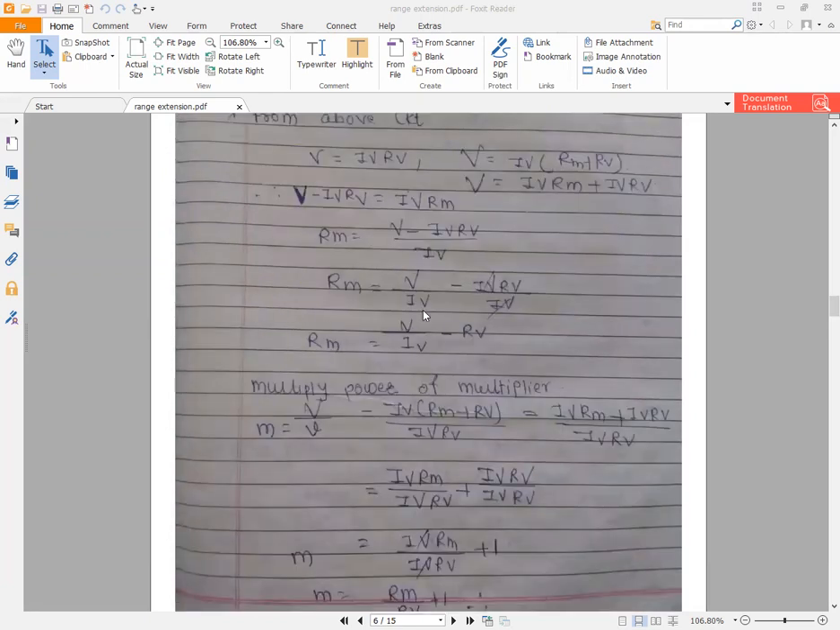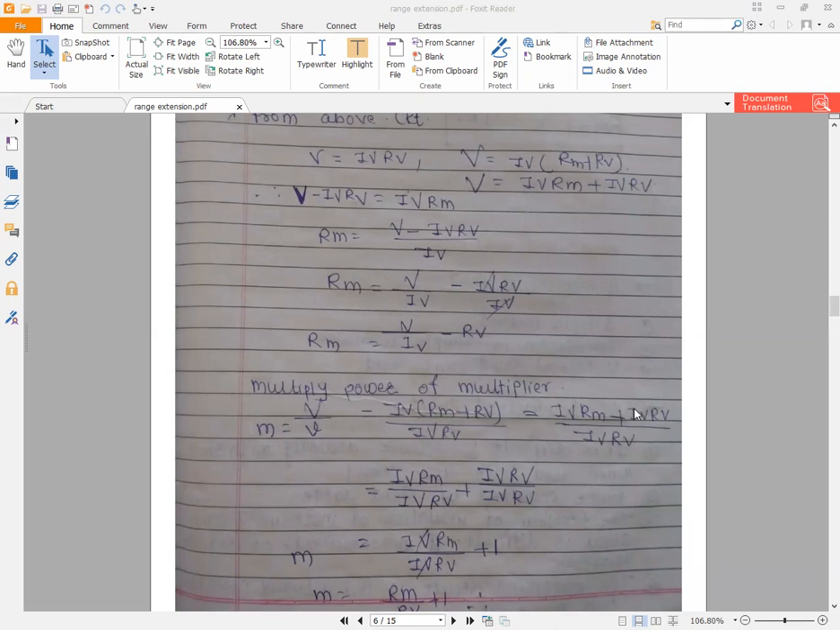So Rm equals V upon Iv minus Rv. Multiplying power of the multiplier, M equals capital V upon small v. Therefore, the equation will be Iv into (Rm plus Rv) divided by Iv into Rv, because capital V equals this equation and small v equals Iv into Rv, both these two equations.